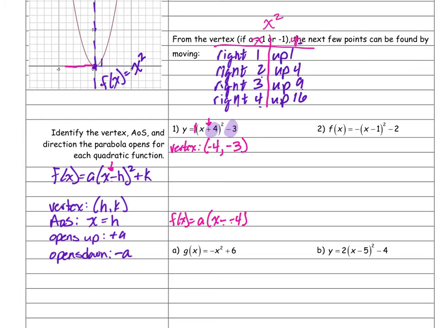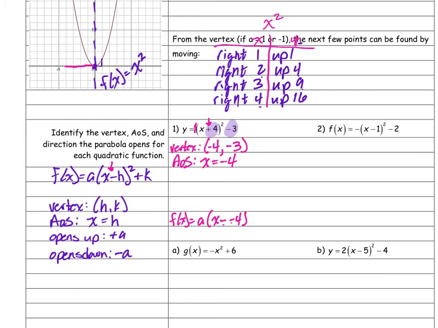So my vertex is negative 4, negative 3. And my axis of symmetry is going to be x equals -4. Remember, it goes through the x coordinate of my vertex. That's the easy one. Once I have my vertex, I know what my axis of symmetry is.